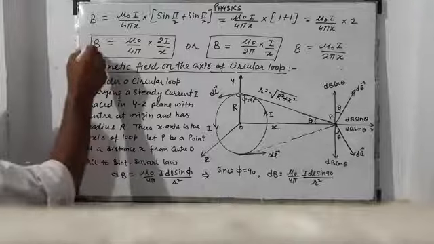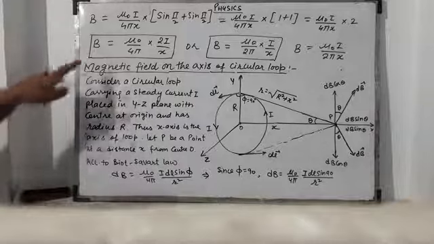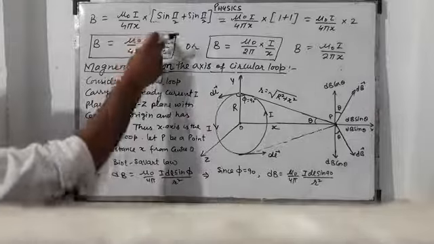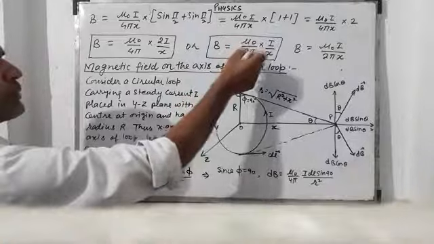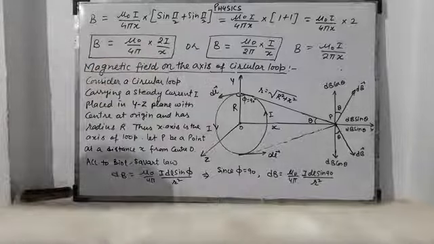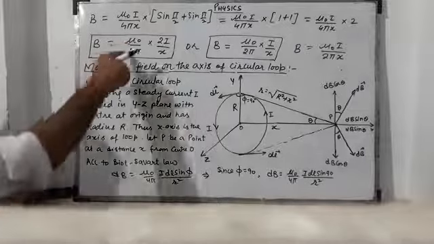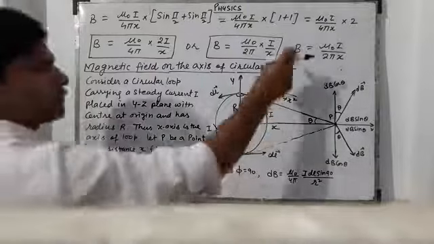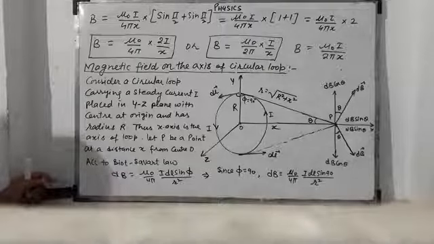This becomes the magnetic field due to an infinitely long straight current carrying wire, mu naught upon 4 pi into 2I upon x. This can be written as mu naught upon 2 pi into I upon x, because 2 cancels with 4, giving 2. This can also be written as B is equal to mu naught I upon 2 pi x.